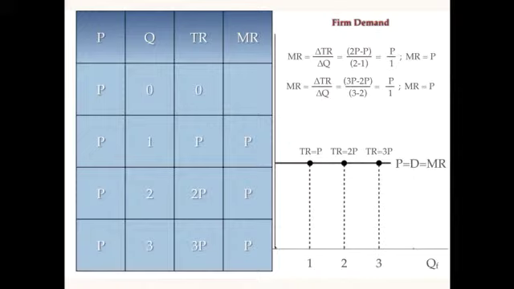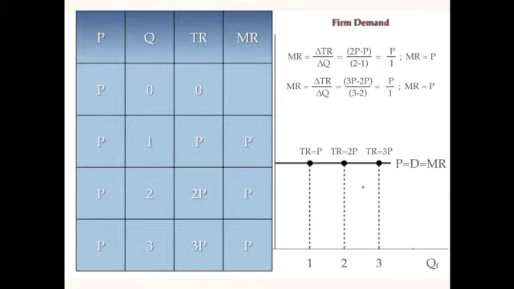All right, we could do the same thing from 0 to 1. At a quantity of 0, total revenue is equal to 0, right? P times Q, P times 0 is going to give us 0. And what does our total revenue do? It goes from 0 to P when we increase output to 1.